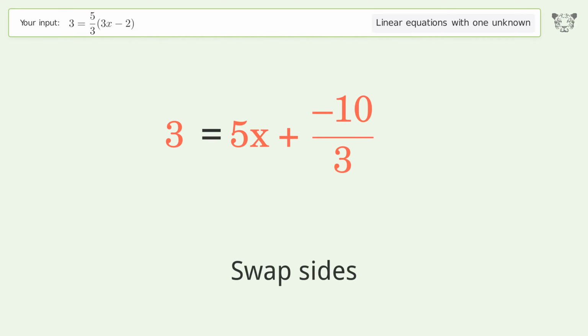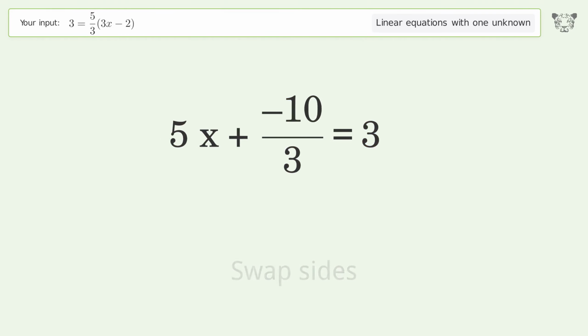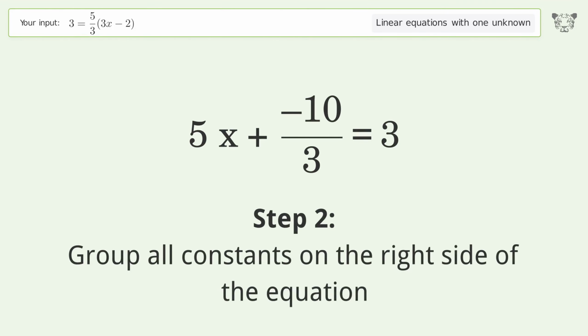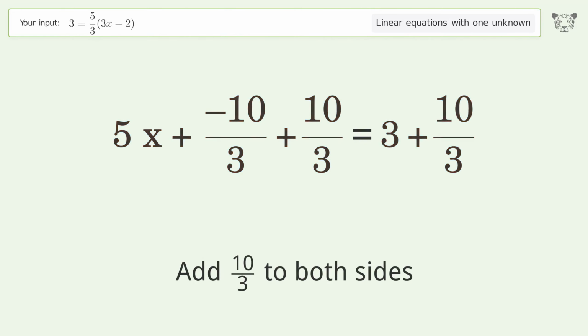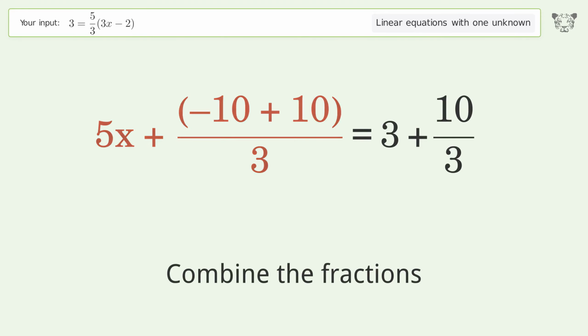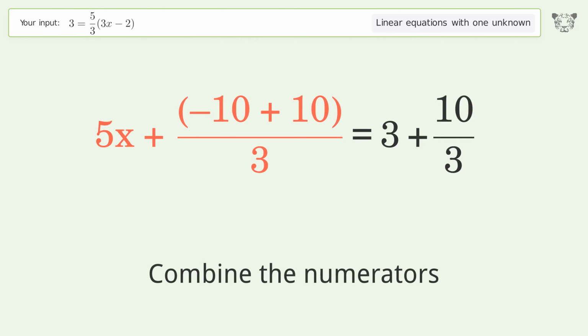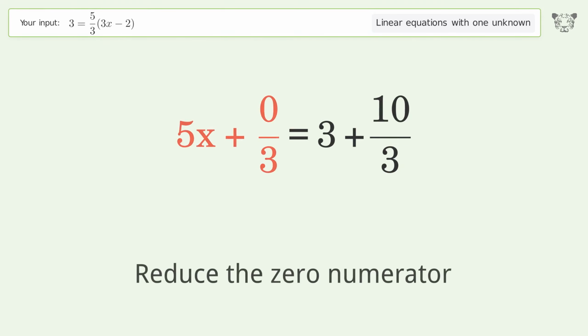Swap sides. Group all constants on the right side of the equation. Add 10/3 to both sides. Combine the fractions. Combine the numerators. Reduce the zero numerator.